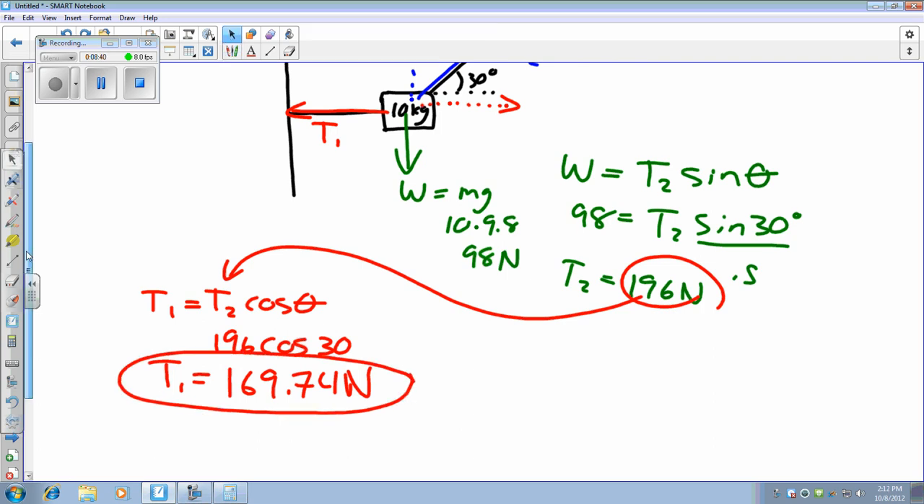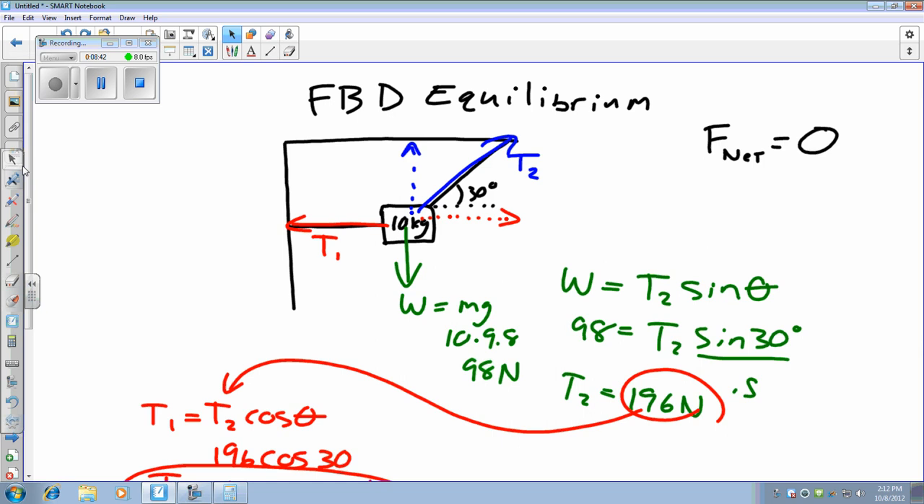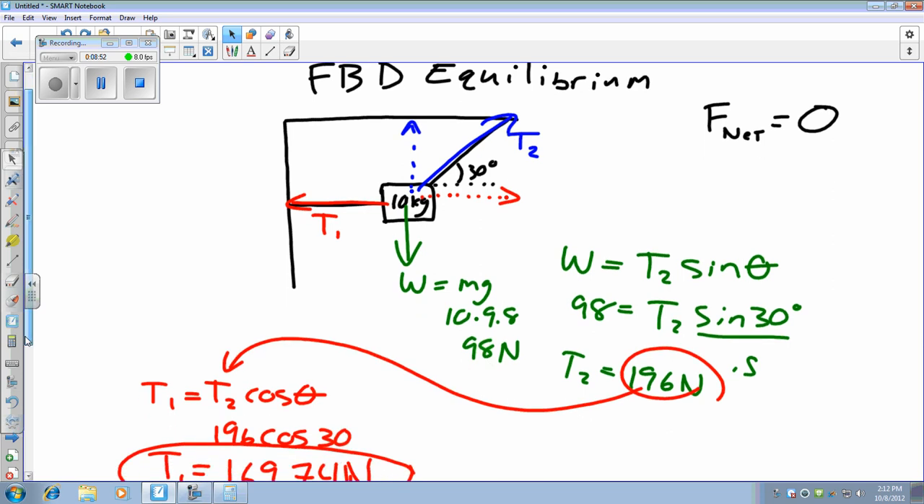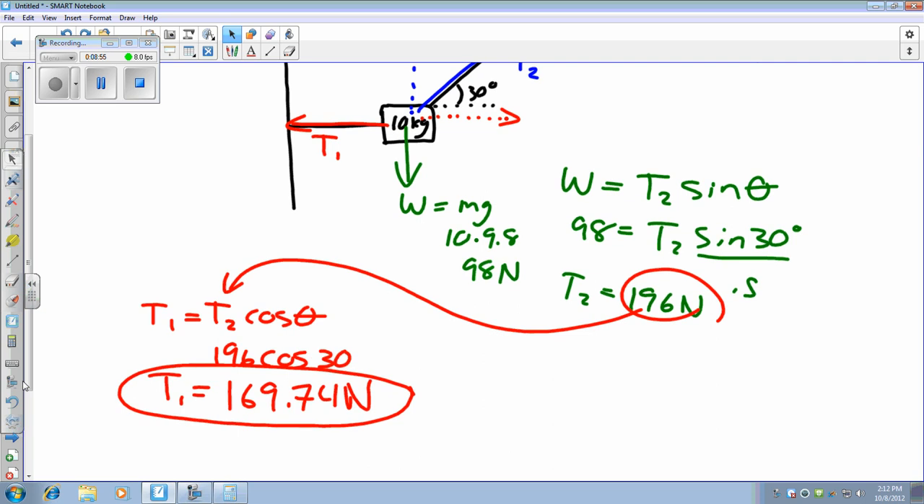Now, just a quick review. We have one mass, one angle, three forces. Use the weight to help you get T2. Once you know T2, you come back to find T1. That is a basic equilibrium problem involving two ropes and a hanging mass. And I think that should do it for now. We'll do another video where there's the window washer, but I think we've got enough for this one.